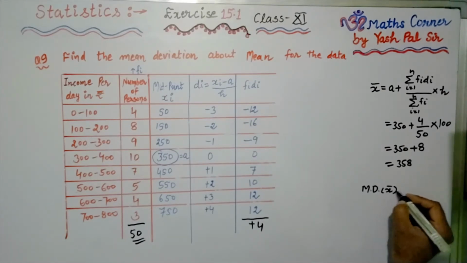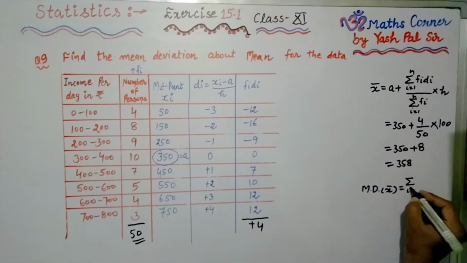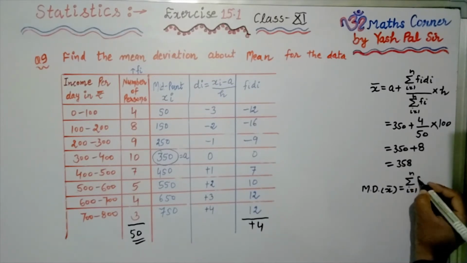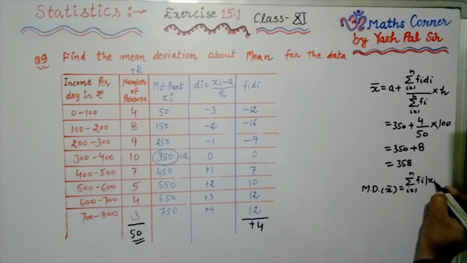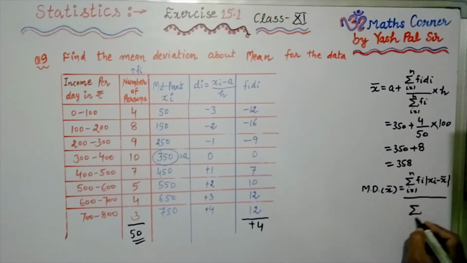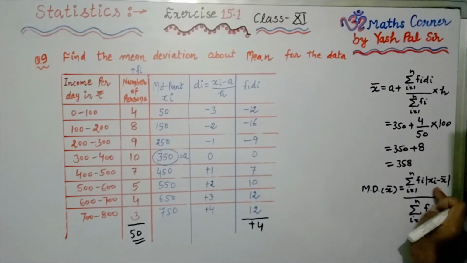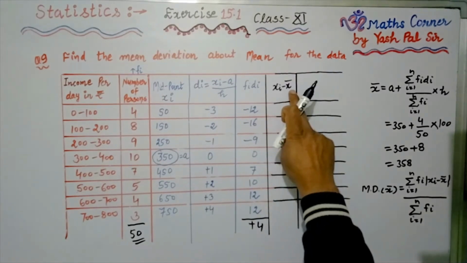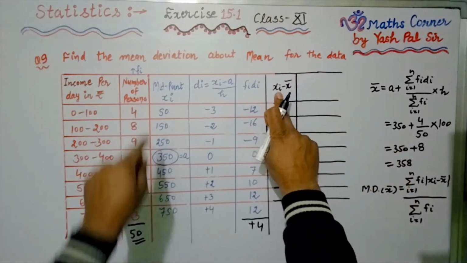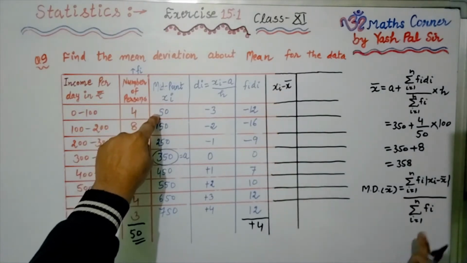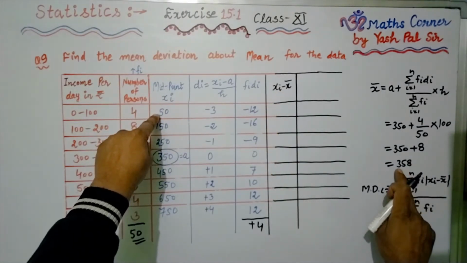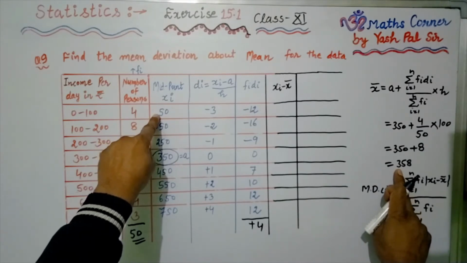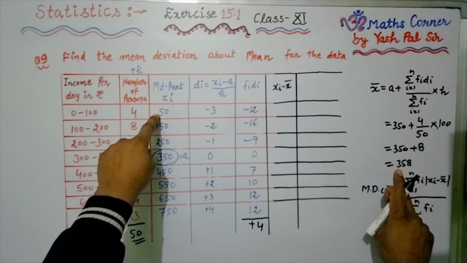Mean deviation about mean, the formula is summation i equal to 1 to n fi into mod of xi minus x bar, whole divided by summation i equal to 1 to n of fi. Meaning to say, here first of all we find xi minus x bar. Xi minus x bar. Okay, where is xi? This is xi. 50 minus x bar. X bar is 358. So what is the answer?